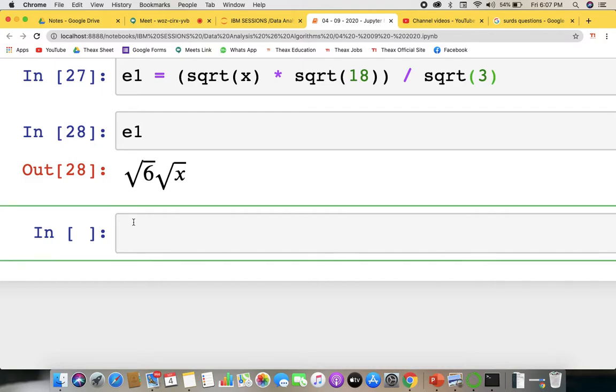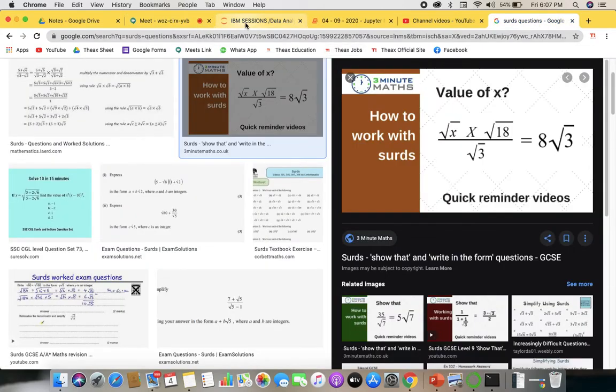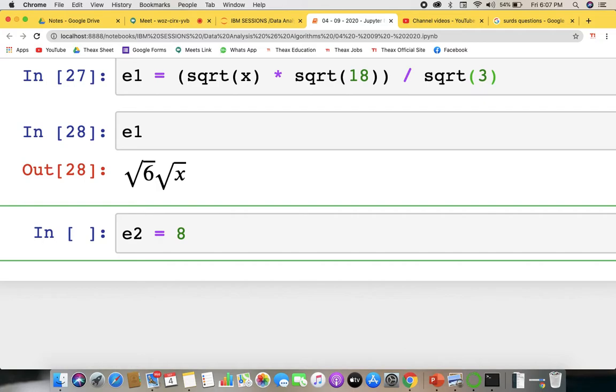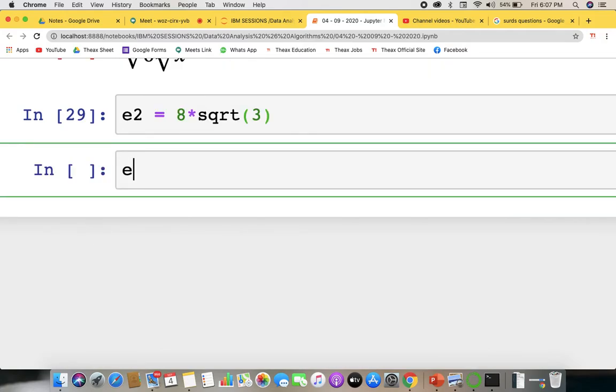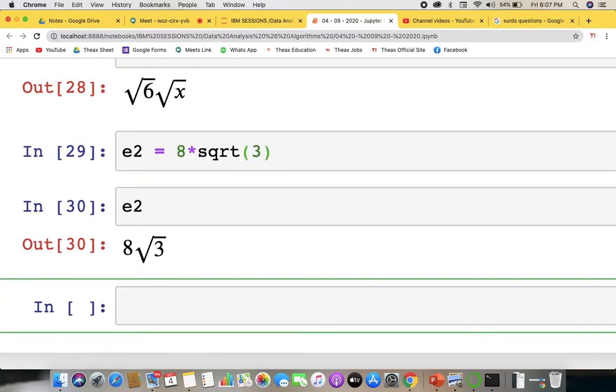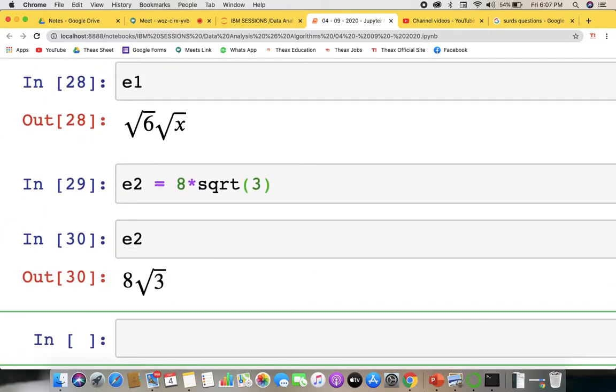This is the left hand side. What is the right hand side? 8 root 3. As you can see, the question's answers. So E2 is 8 root 3. E1 is root 6 root x. Now, what is the answer, guys? What should be the answer? Can you say that root x is going to be 8 root 3 by root 6?